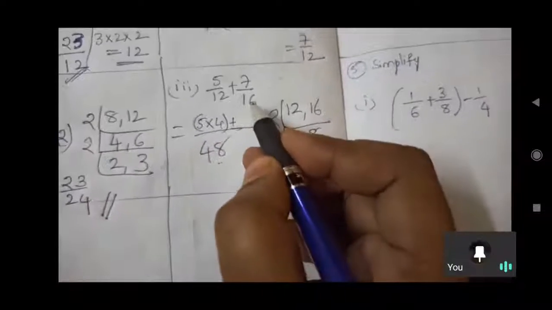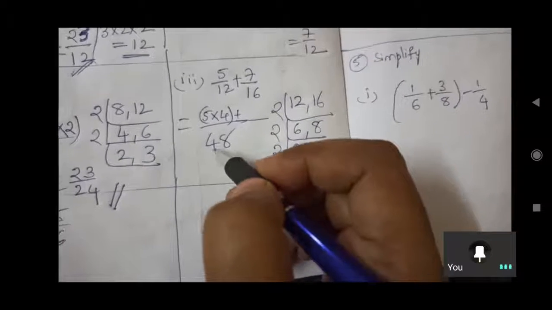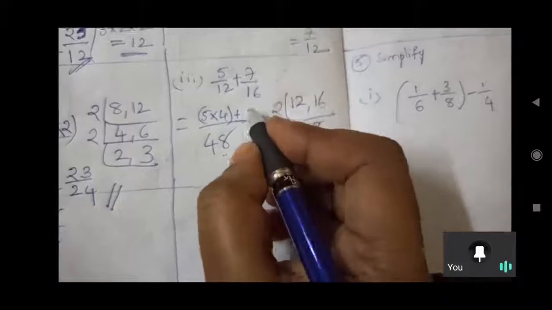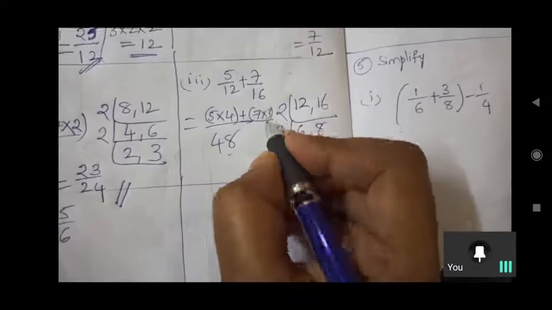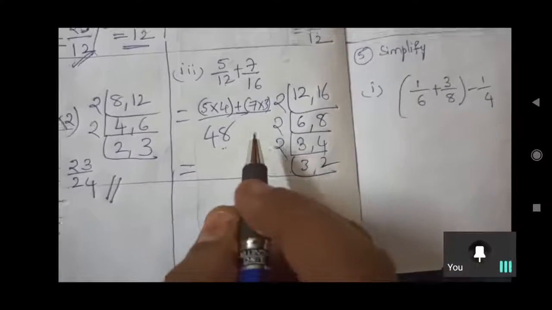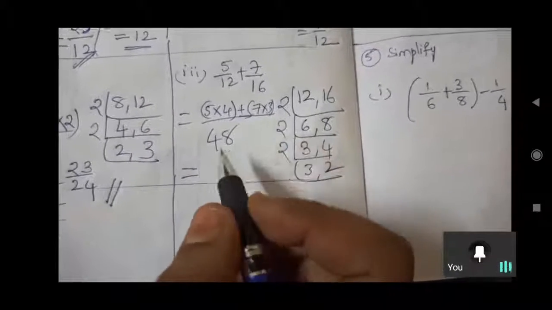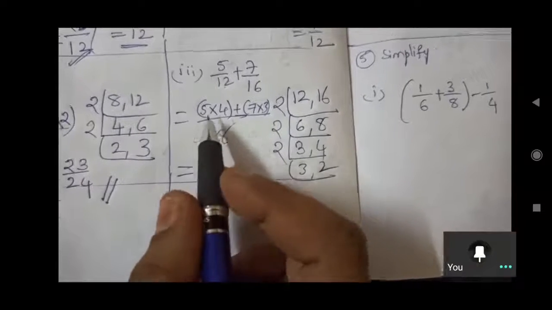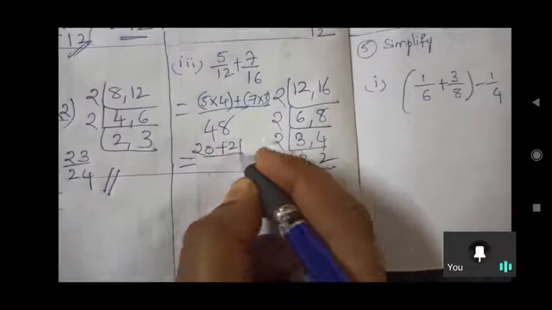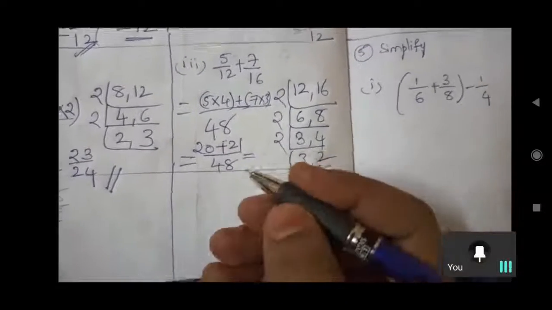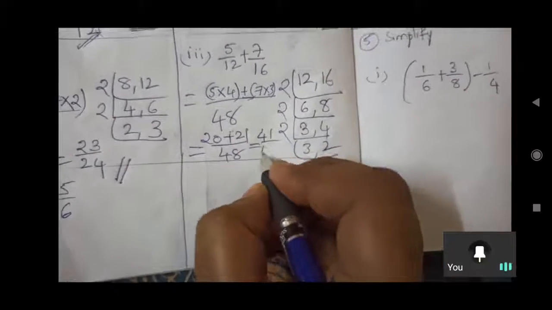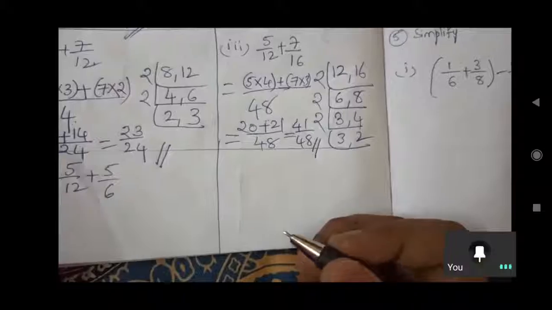So here 16, how many times? 3 times. That 3, 16 3s are 48, okay? That 3 you should multiply in the numerator. Here only you should concentrate. If you leave it thinking it is tough, you will not understand later. Here only you should concentrate and understand, and your mind will be sharp at that time. So 5 4s are 20, 7 3s are 21. Even if it feels a little tough, the more problems you do on this, the more you will get it. So 41 by 48 is the answer. Like this you can do.